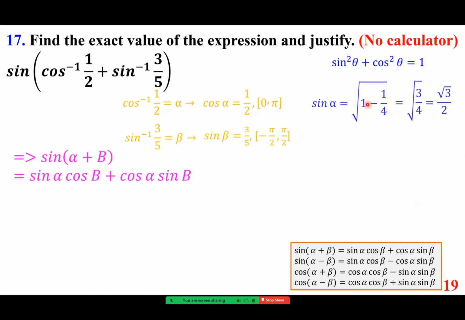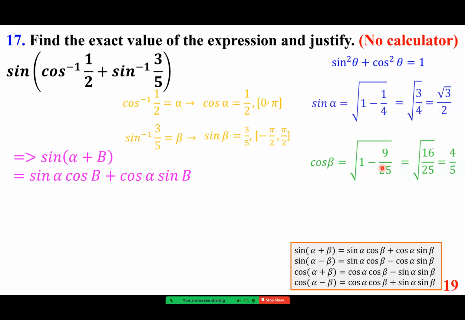Now, cosine beta, we use the same formula. Sine squared plus cosine squared equals 1. So cosine is the square root of 1 minus sine squared under the radical. Okay. And as you know, in the first quadrant and the fourth quadrant, cosine is positive. This makes it 16 over 25, or 4 over 5.